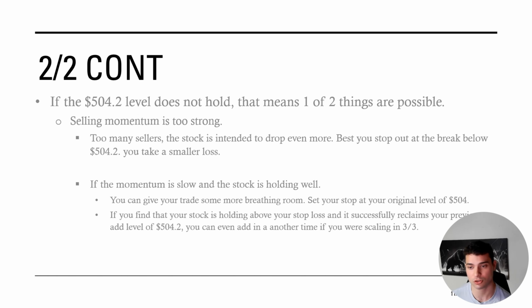If you see too many sellers on the tape, on order flow, or you just look at the chart, yeah, there's a big red candle breaking 504.2, then if you want to, best you stop out and take a smaller loss, right? But if you see the momentum is slow, kind of contradictory on the tape, you can see that the stock is holding well. Still a strong level. Then you can give your trade some more breathing room and set your initial stop. Still keep your initial stop at 504 or the break of 504, right? So that's basically what it means.